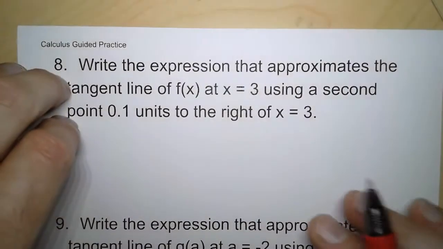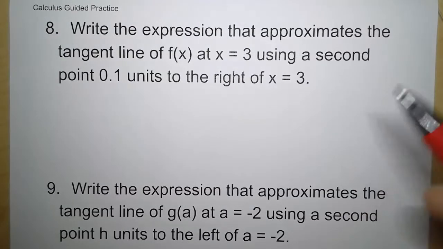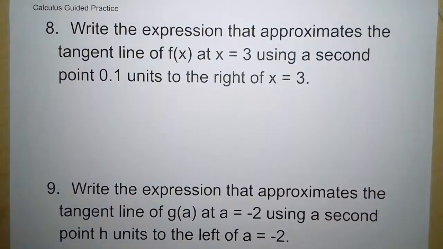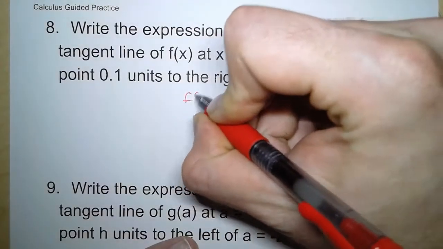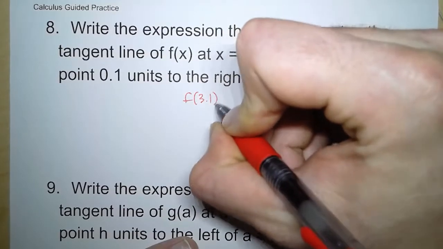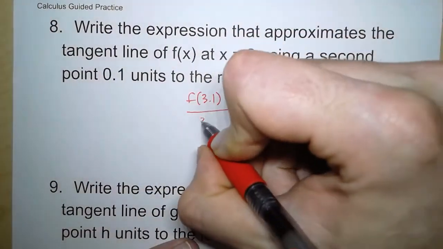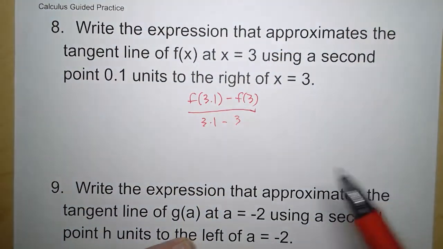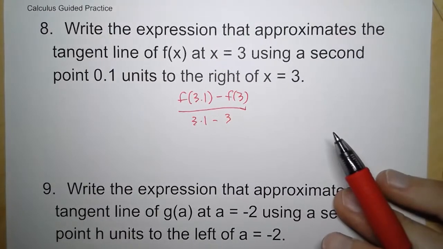So finally on this last page, all we're doing is we're just writing the expression. Now here, for this first one, we're using a point that is to the right of 3. So that means it's greater than. So the expression is going to be (f(3.1) - f(3)) / (3.1 - 3). And since we don't know what f of x is, we're just going to leave that expression written just like that.